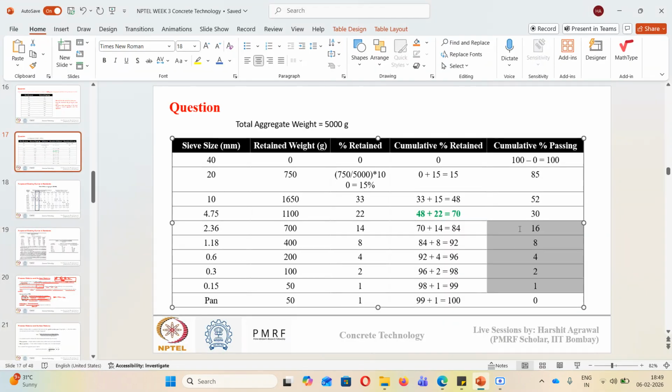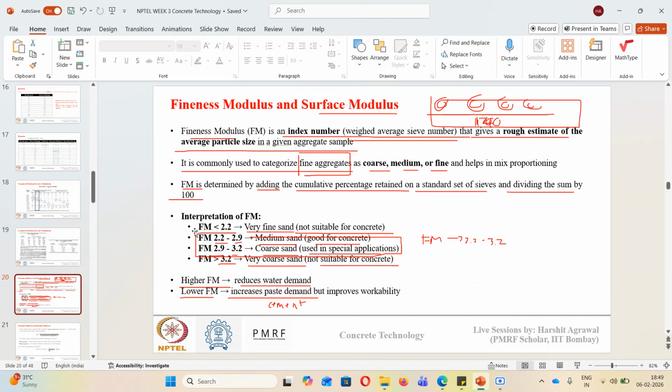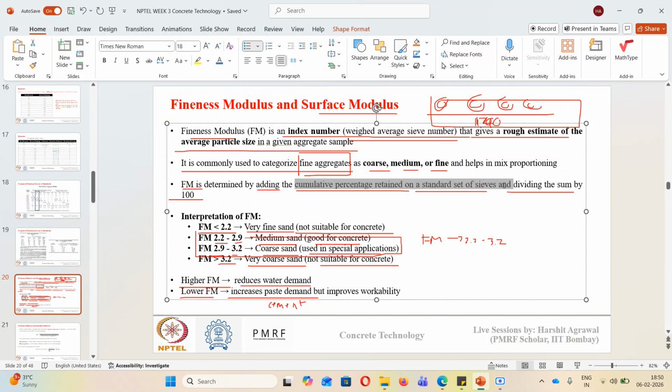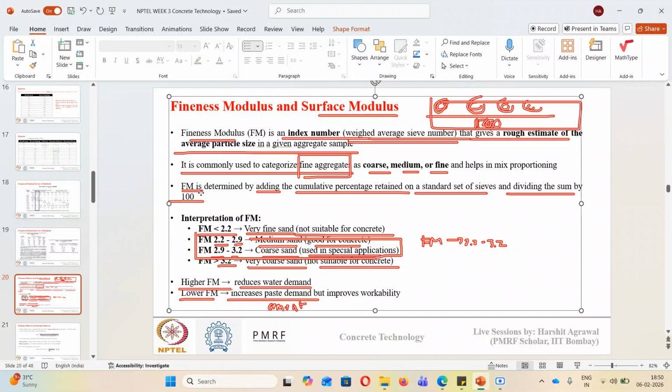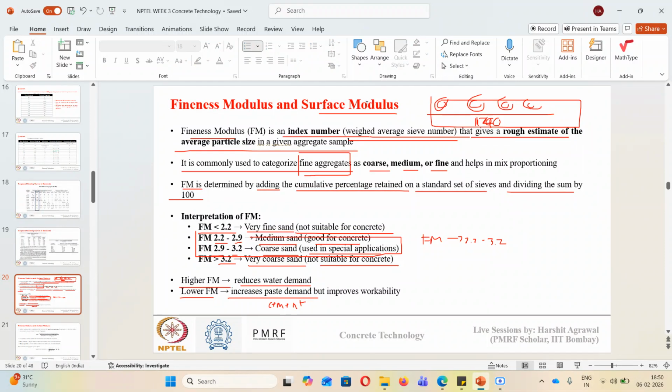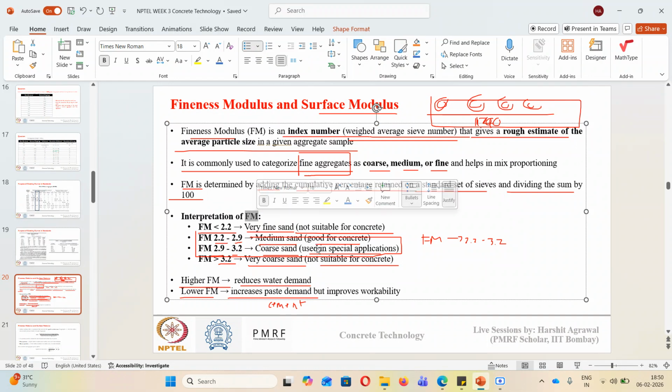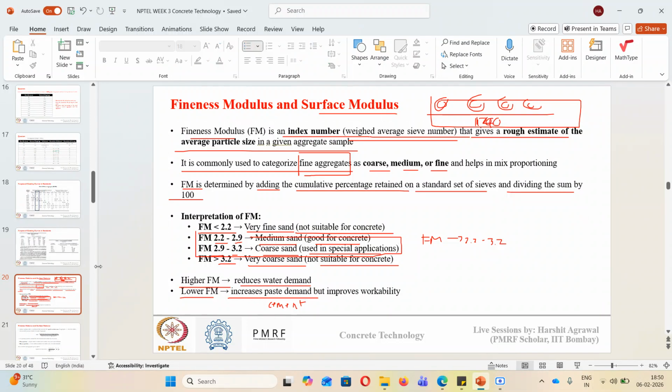Okay, so what we do, we add this number and we divide by 100. This is what we discussed here, by adding the cumulative percentage retained on standard sieve sizes and dividing the sum by 100. The number that we get is known as the fineness modulus. For concrete, it is desired that fineness modulus should be between 2.2 and 3.2. Higher fineness modulus will reduce the water demand and lower fineness modulus will increase the paste demand. That is what we discussed.